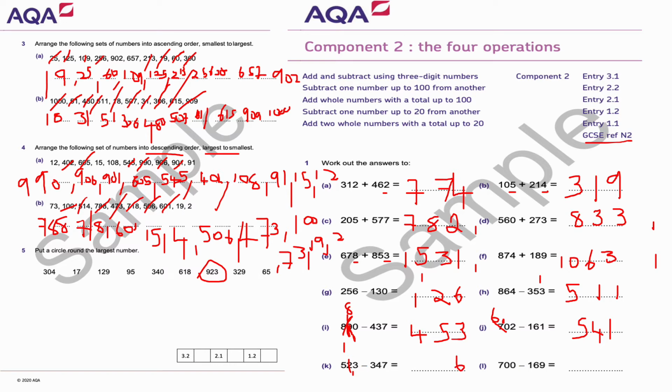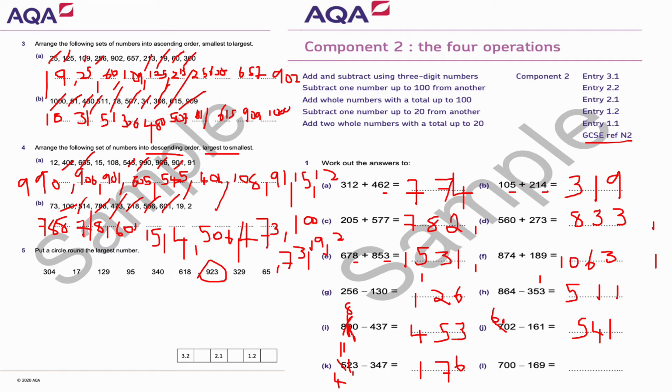1 take away 4 I can't do, so I borrow from the hundreds column. That's a 4. That's a 1. 11 take away 4 is 7. And 4 take away 3 is 1. Okay, next one. 700 take away 169.